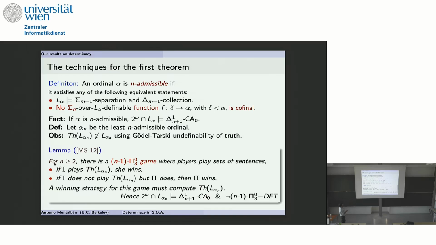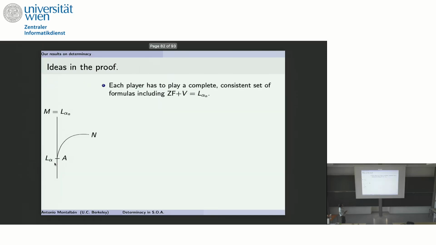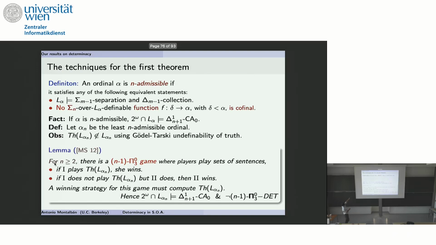I have 8 minutes, so let me skip the techniques for the second theorem, and this is the last slide. What are the ideas for that proof? So again, let me repeat what we want. We want a game. It has to be in this complexity class, a difference hierarchy of n minus 1 pi 3 sets, and it needs to satisfy that property, that whoever plays the theory of L alpha wins. And if both do, player one wins.